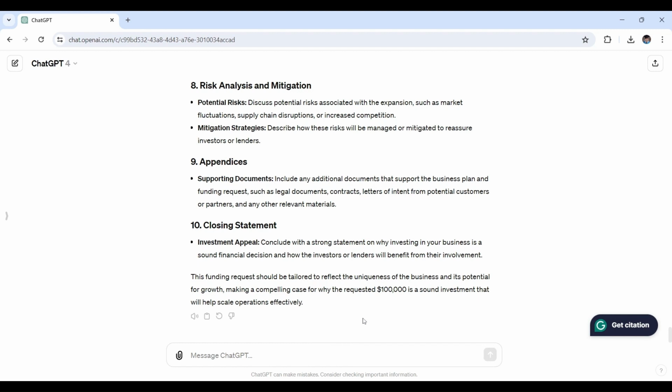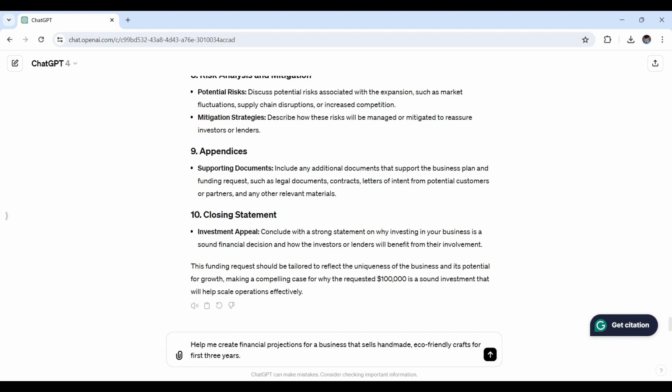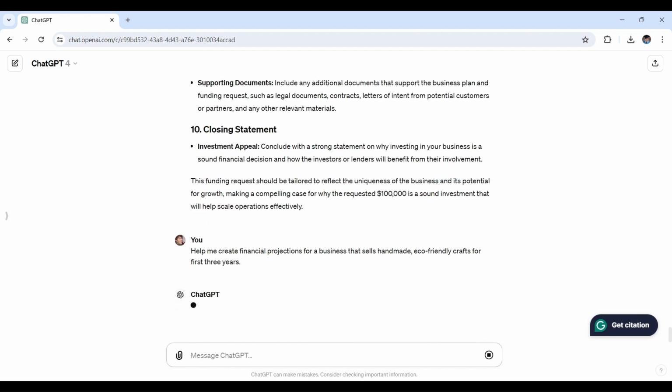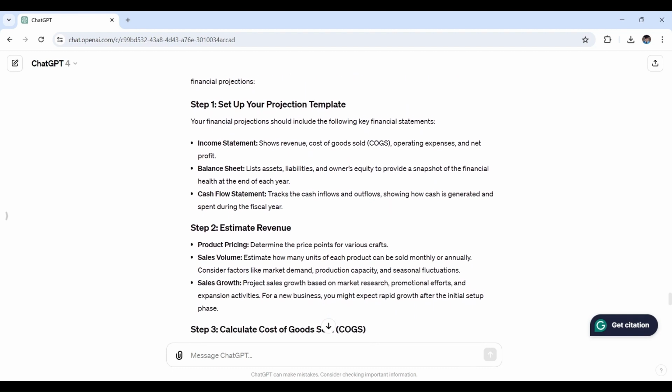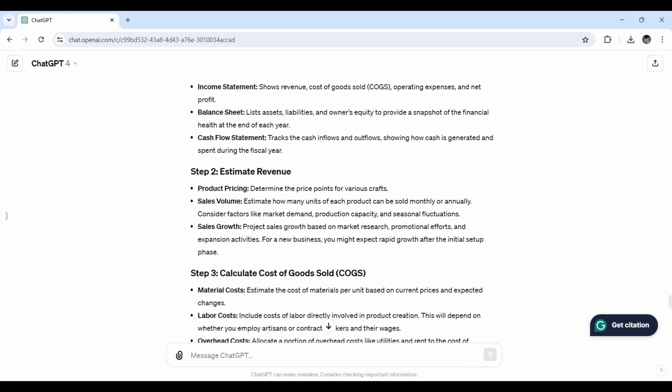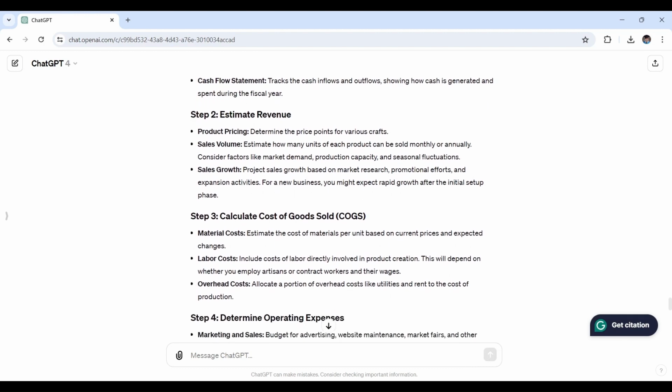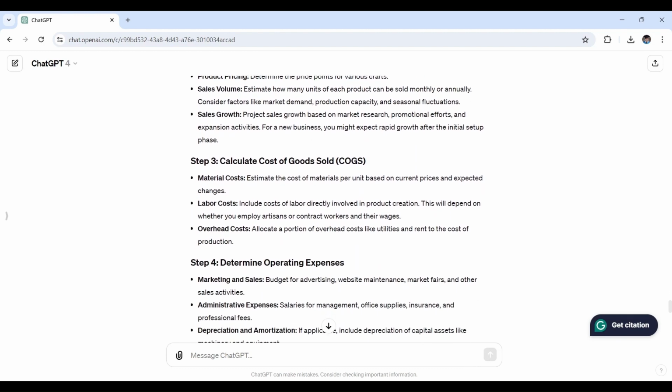Finally, provide detailed financial projections to reassure investors. You can say, help me create financial projections for a business that sells handmade, eco-friendly crafts for the first 3 years. And hit send. And here we go. That's how you lay out financial projections to build investor confidence. Clear, realistic figures help them see the growth potential in your venture.